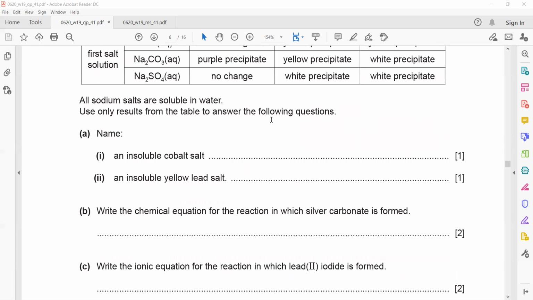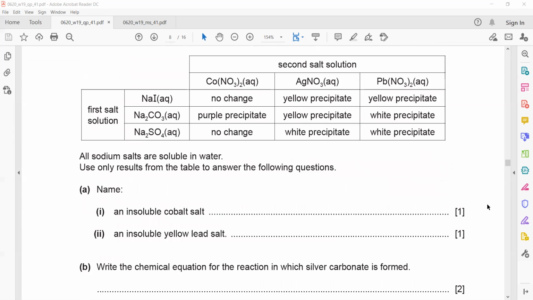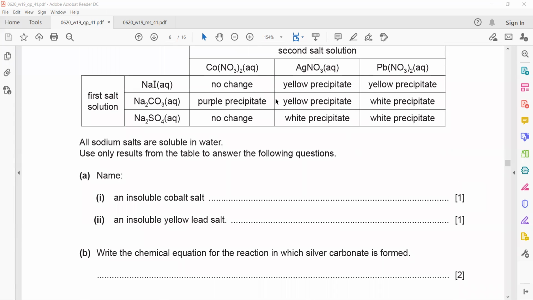In the next question, write a chemical equation for the reaction in which silver carbonate is formed. In which reaction is silver carbonate formed? We have to write a chemical equation. You can see when silver nitrate reacts with sodium carbonate, this will form silver carbonate. So we have to write an equation.